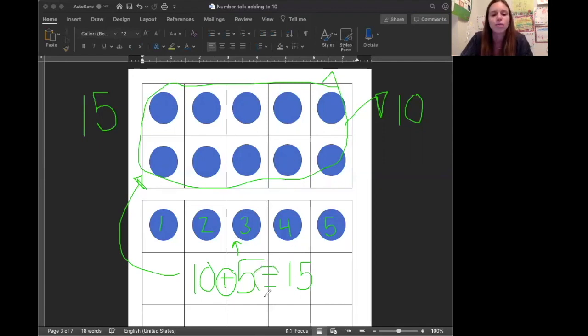What does the equal sign tell us? You can say the equal sign tells us... yes, that both sides are the same. 10 and 5 is really the same as 15. What is the 15 for? The 15 is for the 15 dots we have in all.